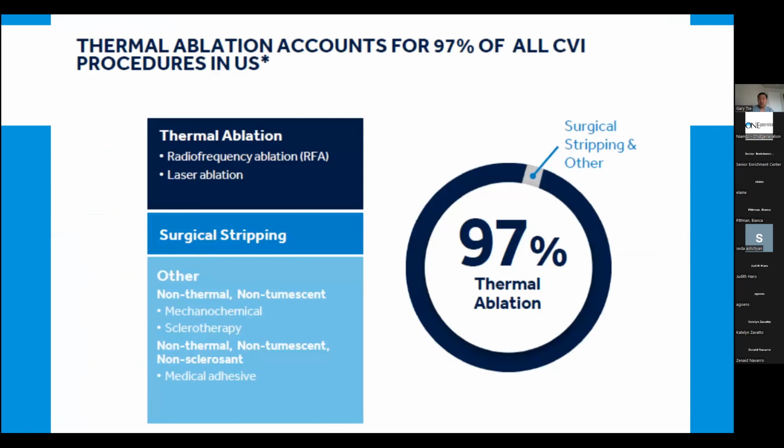So thermal ablation, which we certainly offer at North Hollywood with laser, accounts for 97% of all CVI procedures. There are other modalities that exist, including surgical stripping, which not a lot of people do as much anymore. There are mechanical, chemical, sclero. We actually offer all of these at UCLA, but the workhorses we offer are RFA, radiofrequency ablation, and laser ablation. And I'll explain briefly what those are.